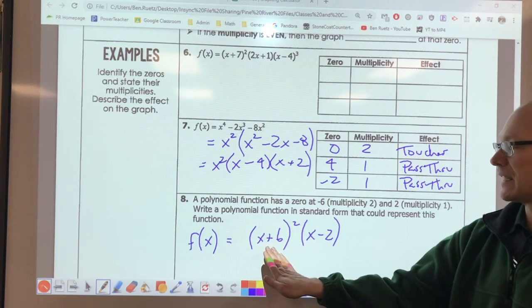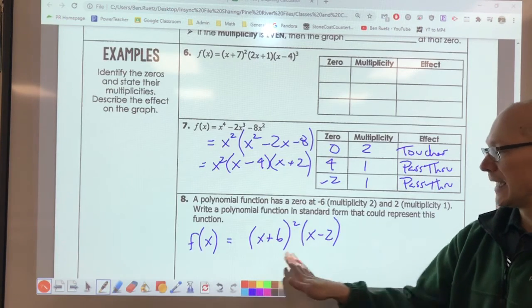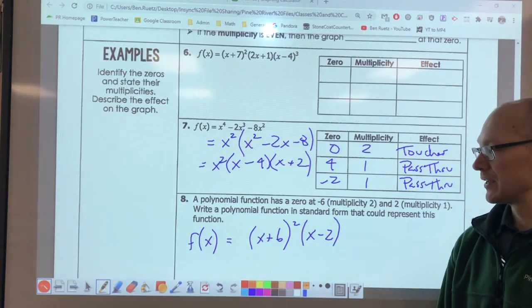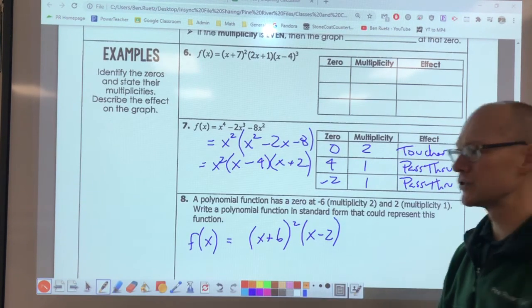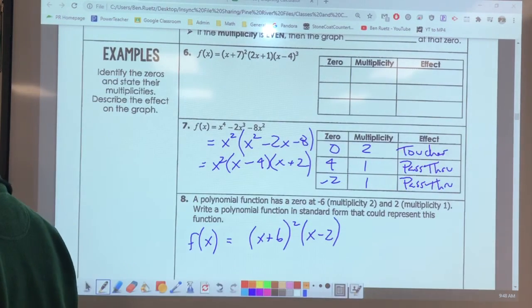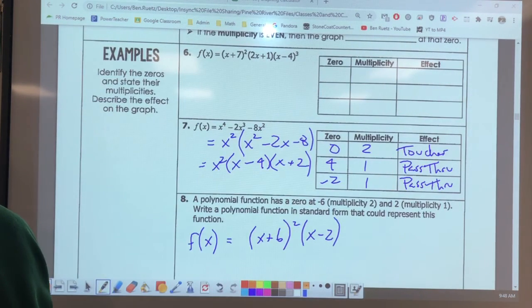Standard form would mean that I would need to FOIL this out and distribute like we learned in a previous section. I will let the notes finish from there. And I think that is all there is to it as I look at these notes. Yep, so we're probably pretty good.